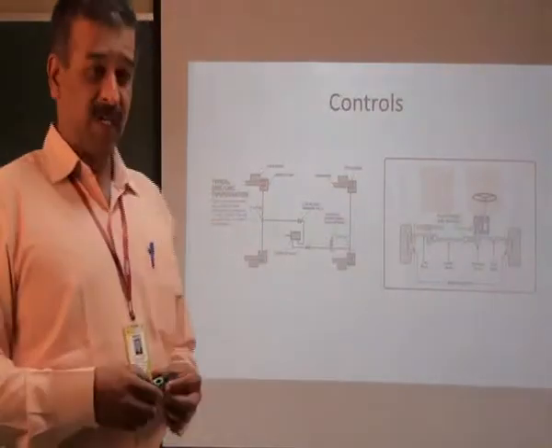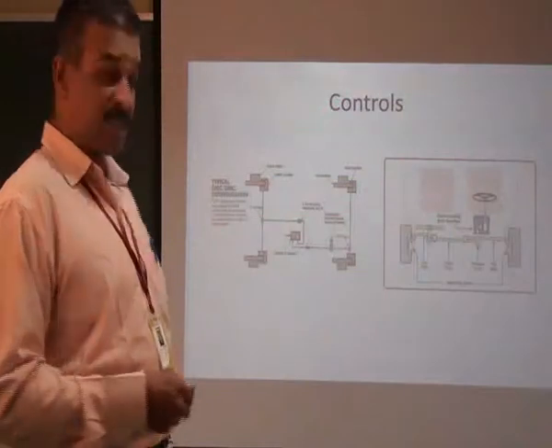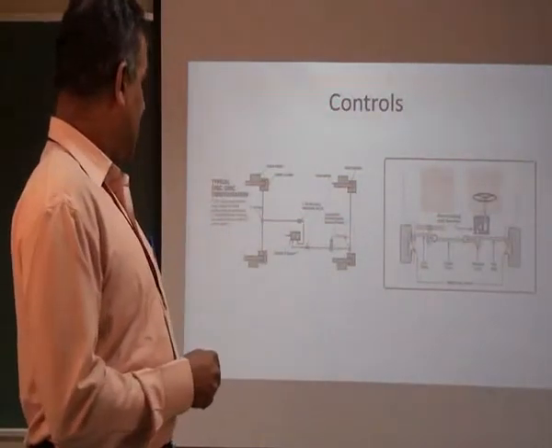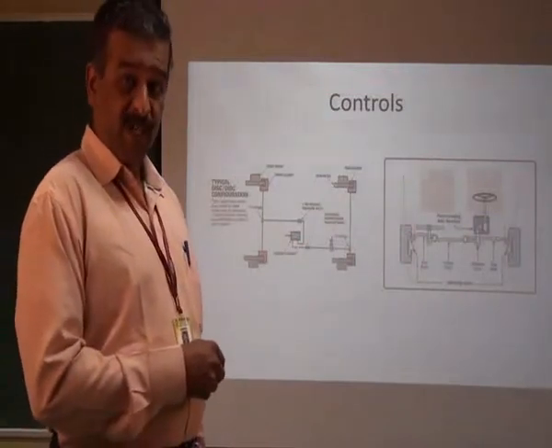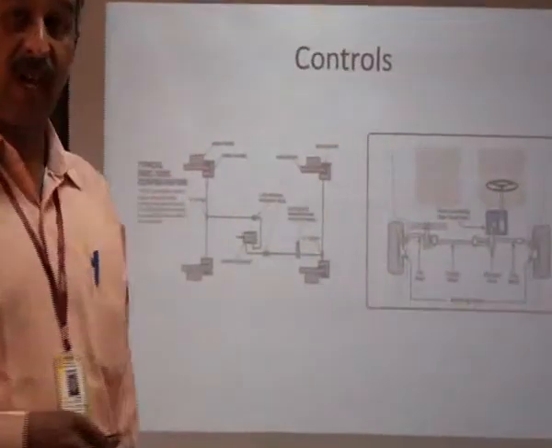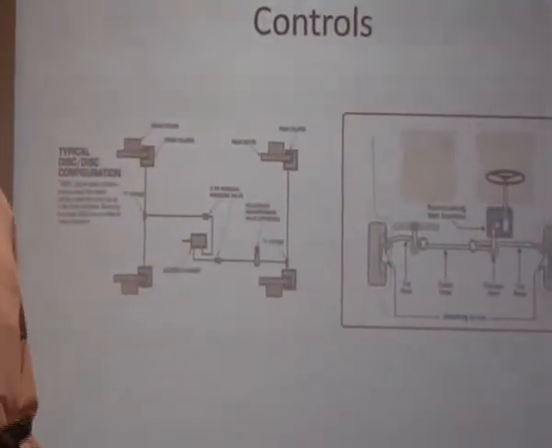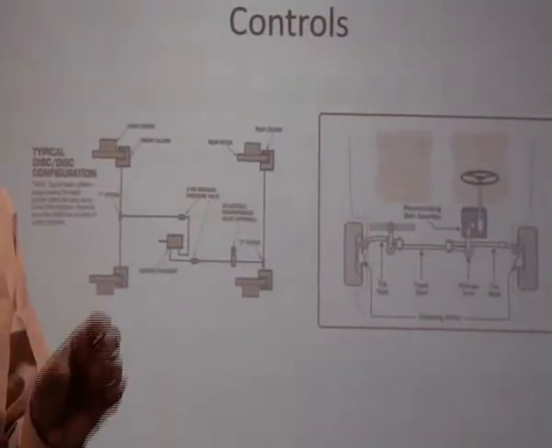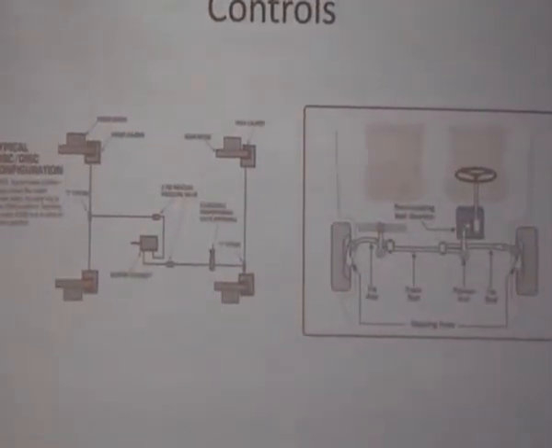Then I was telling about the controls. This is a schematic diagram of a brake system where we have a master cylinder which is being operated by the driver, and these are all 4 wheels. Those 4 wheels are having 4 discs parallel to the tire, and those things are being stopped whenever we want to stop the vehicle using the pressure that is being built up in the master cylinder.